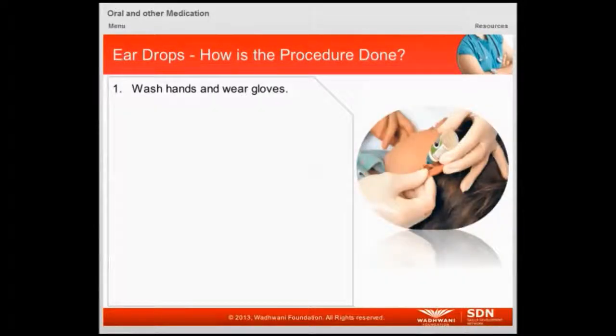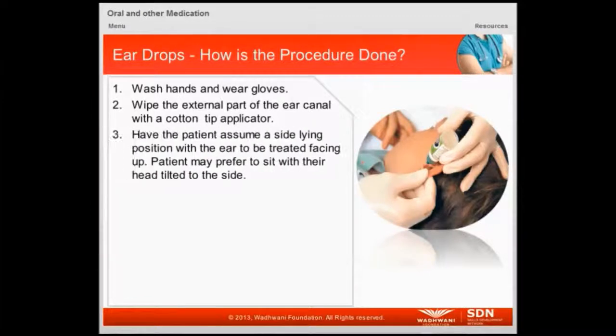1. Wash hands and wear gloves. 2. Wipe the external part of the ear canal with a cotton tip applicator. 3. Ask the patient to lie on her side with the ear to be treated facing up. The patient may prefer to sit with his or her head tilted to the side.